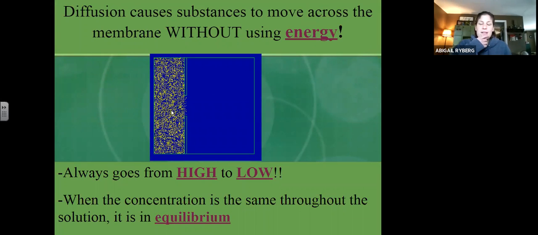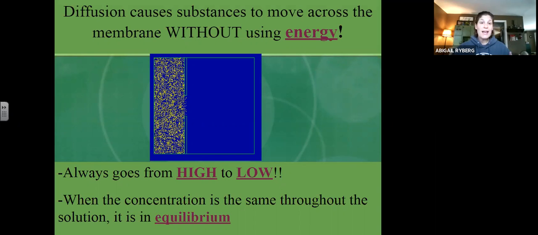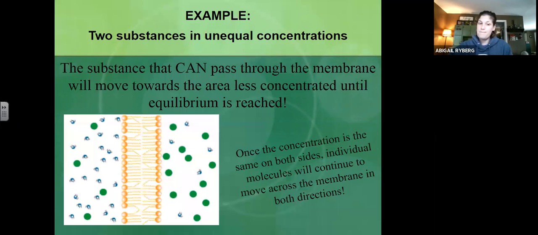So diffusion causes substances to move across the membrane without the use of energy. Remember, this is passive. Molecules always go from high to low concentration. And when the concentration is the same, we call that equilibrium. I hinted at this earlier, like what happens when we're making the Kool-Aid and the concentration is the same on either side of the membrane. We call it equilibrium. When concentration becomes the same on either side of the membrane, that is equilibrium.